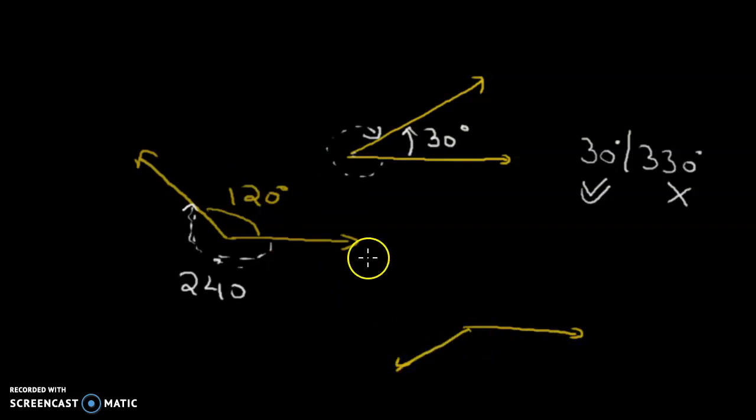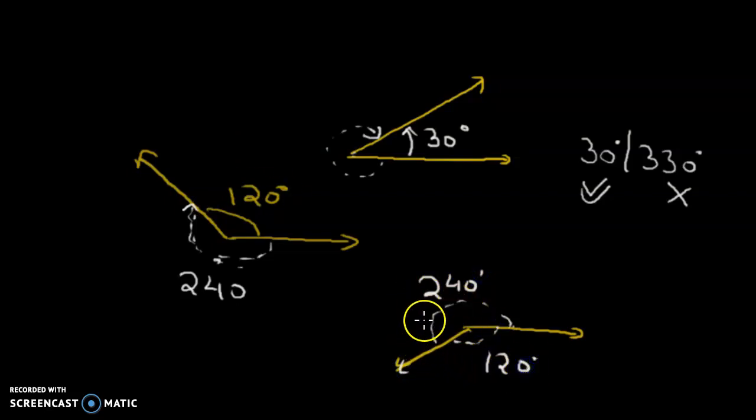Say for example this is 240. So this is 240, and this would of course be 120. So which angle would I take, 120 here or 240 here? The answer is you need to take always the smallest angle. So 120 here is the answer, 120 here is the answer.